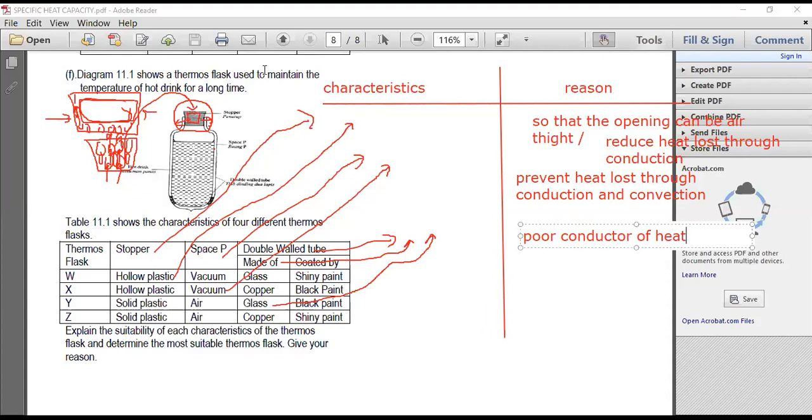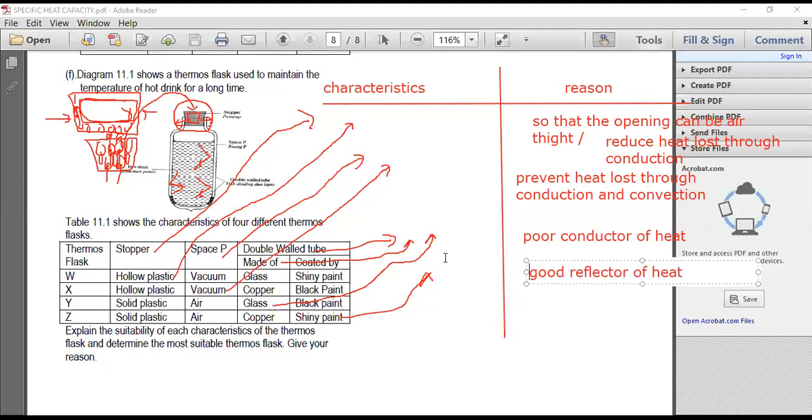Okay, and then finally, right? Okay, coated by, so we want the heat to be reflected back. So we want the heat to be reflected back. So coated by shiny paint. Okay, so coated by shiny paint. So the reason, good reflector of heat. Okay, good reflector of heat. Okay, so the double wall tube made of glass, double wall tube coated with shiny paint, because good reflector of heat.